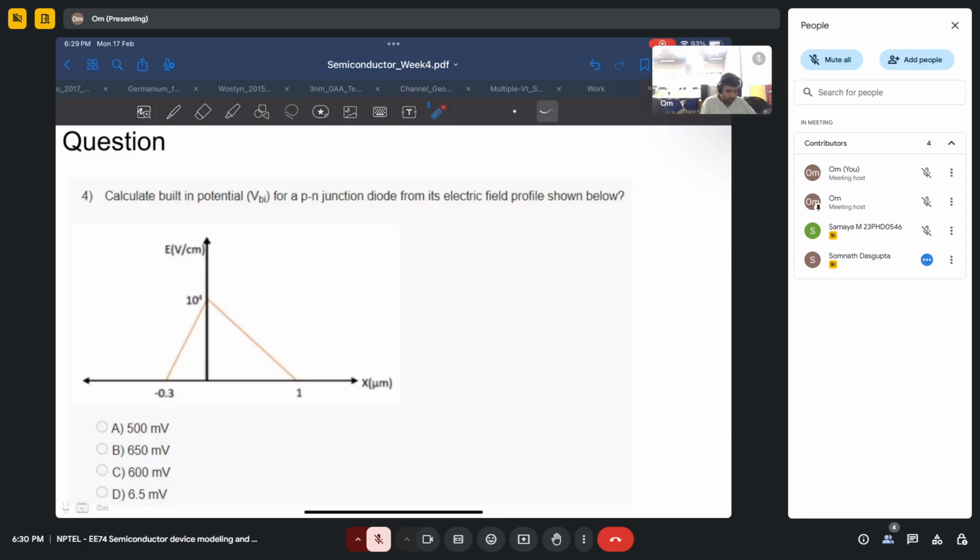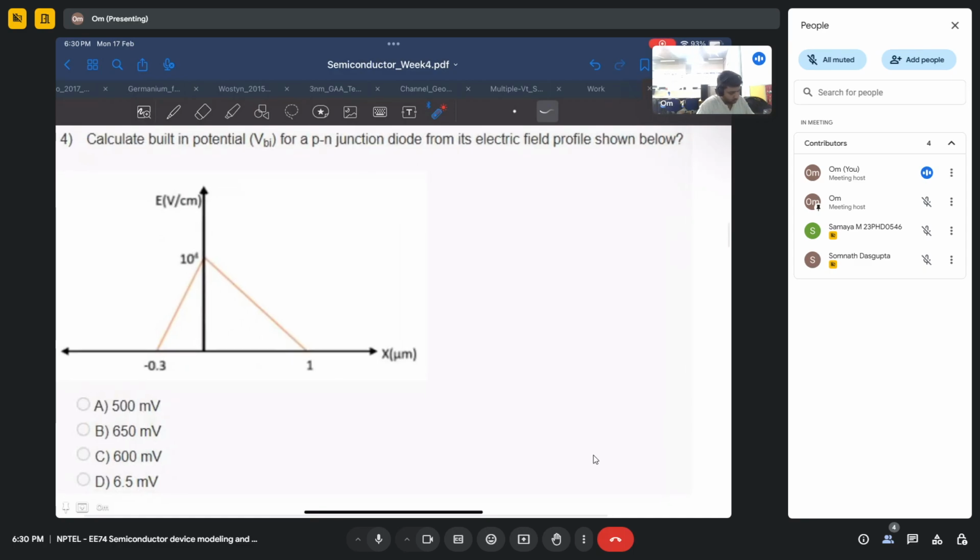Sir, it can be done by kT by q into ln of Na into Nd by ni square. Yeah, that is the built-in potential, but do you know NA and ND here? Not given here, sir. Okay. Can you calculate it from the information given? Try, sir. Okay, so let's not go that way. You can do it that way also, we'll discuss that, but let's see the easier way first.